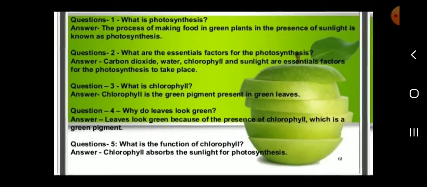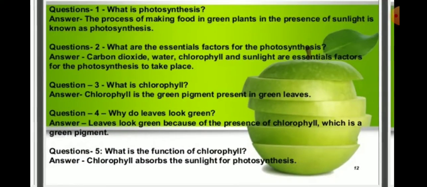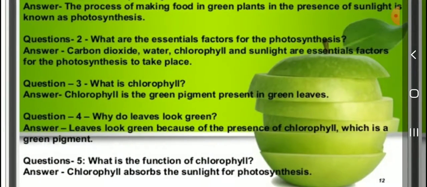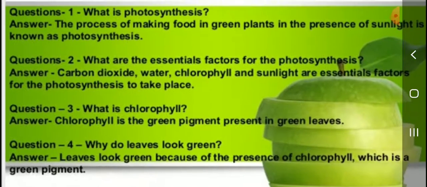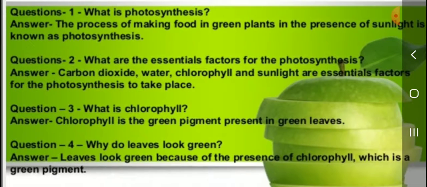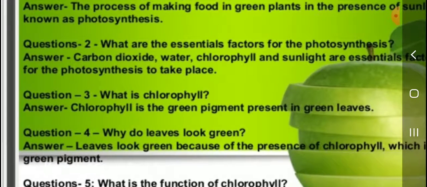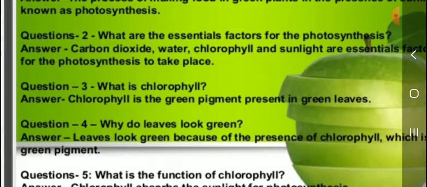Now discuss the questions and answers. What is photosynthesis? The process of making food in green plants in the presence of sunlight is known as photosynthesis. What are the essential factors for photosynthesis? Carbon dioxide, water, chlorophyll and sunlight are essential factors for photosynthesis to take place.